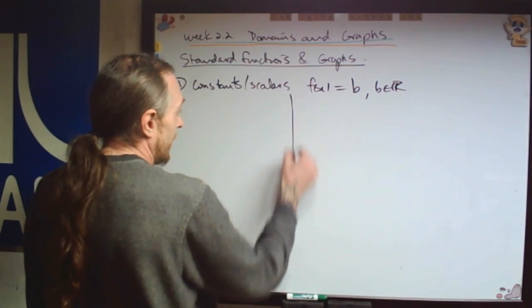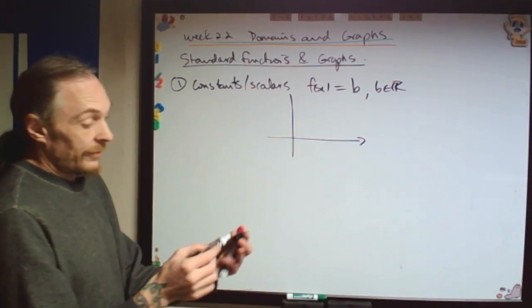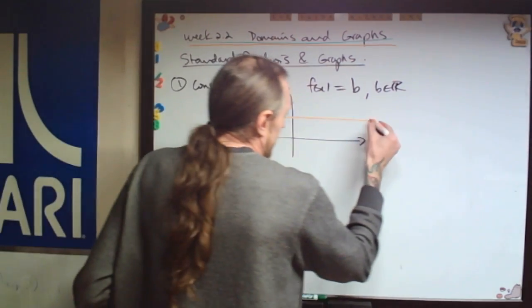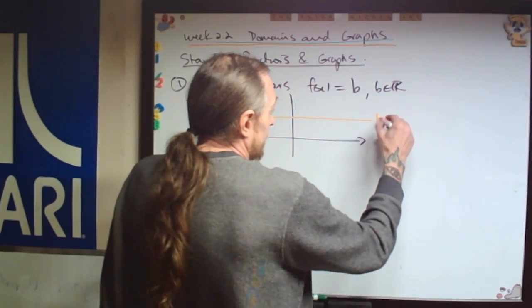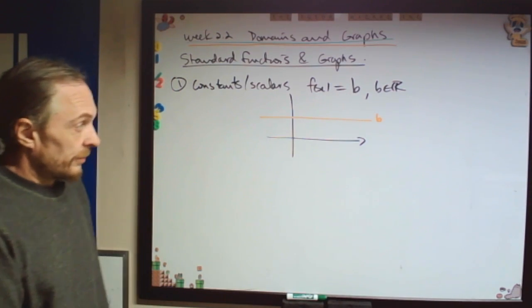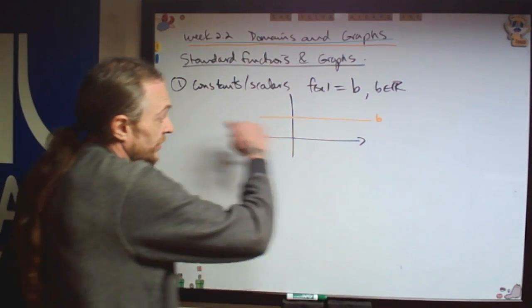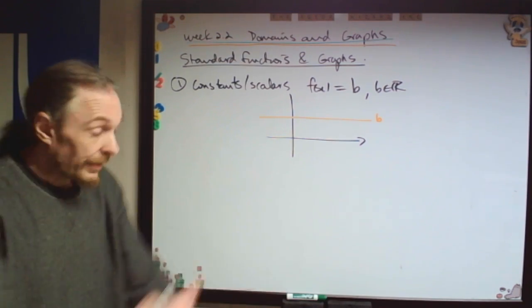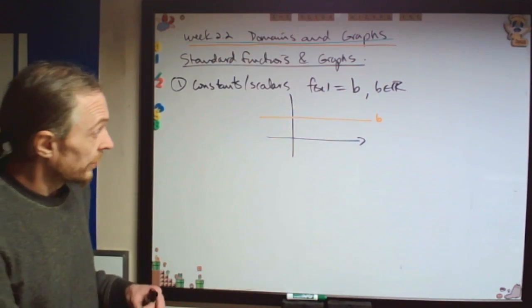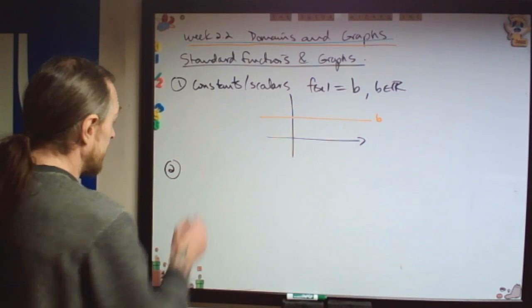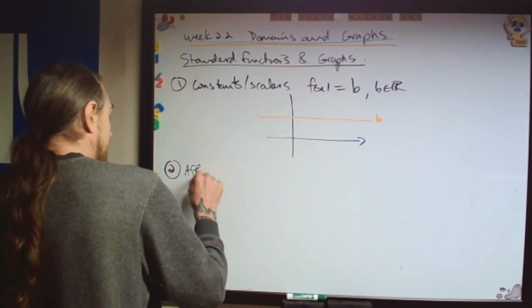What is the graph going to look like? For any value of x, it's going to be the same. It's constant, and if b was positive, this is what it'll look like. F of x equals b. What's the instantaneous rate of change of a function that doesn't change? 0. So the derivative of a constant will be 0 later on in the course. Category 2 is affine functions or straight lines.